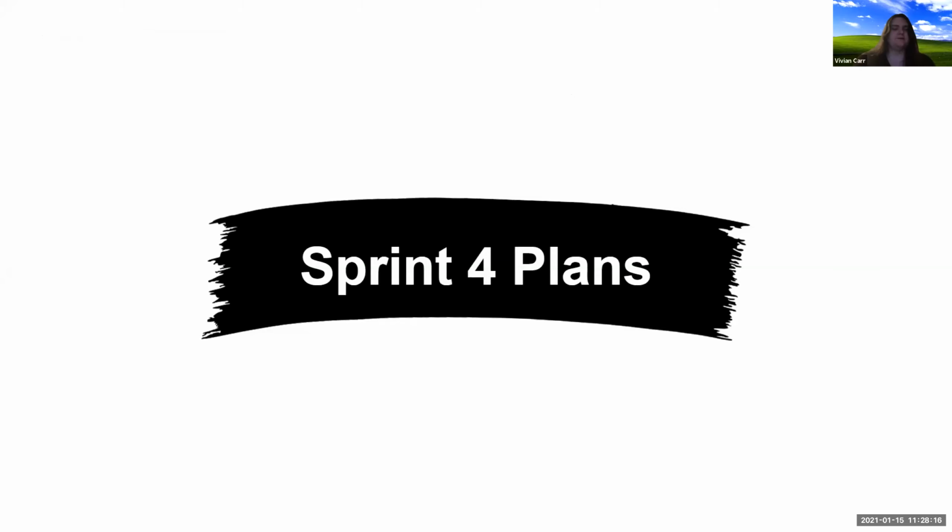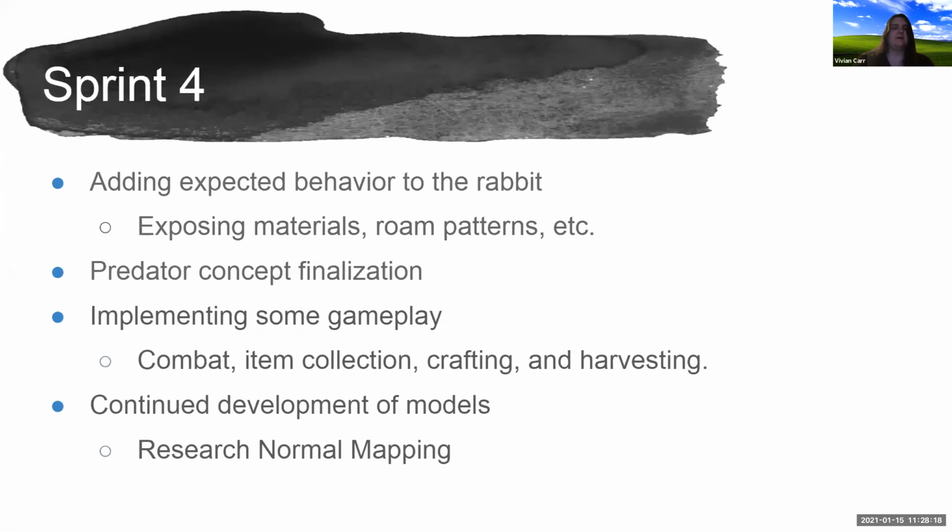All right, and then we also have stuff planned out for this upcoming Sprint 4, which is going to be integrating these behaviors into the models, getting our concepts on the predator, which will go after both the rabbit-like creature and you, and also getting gameplay, combat, and item collection going, and then seeing what we can do about getting the map better integrated.